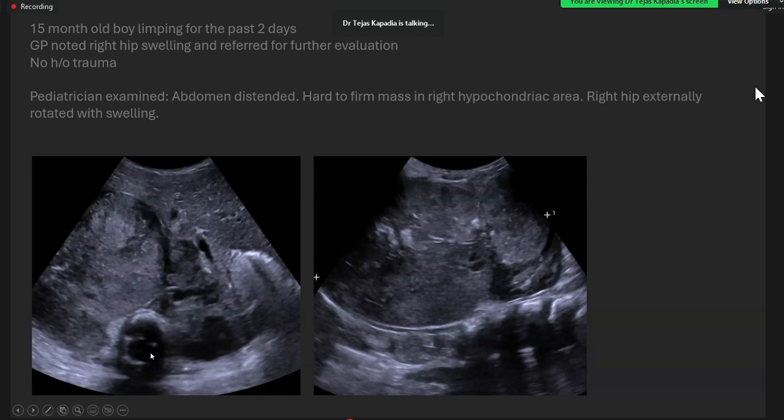lesion. So this is the axial view where you can see bits of the liver, and then you can see the spinal vertebrae as well. And this is the longitudinal or the sagittal view.